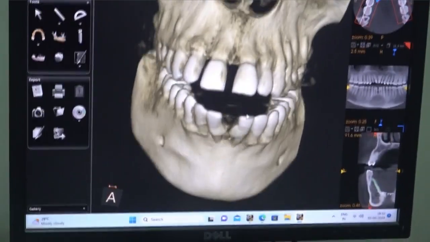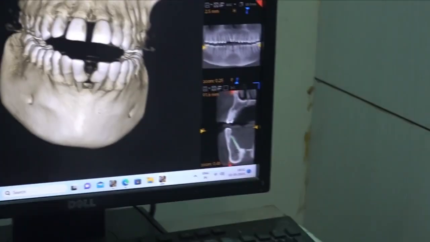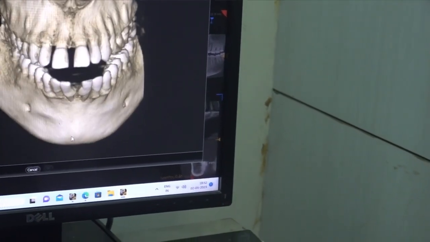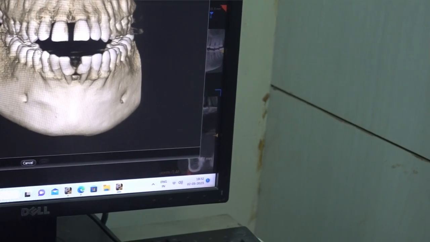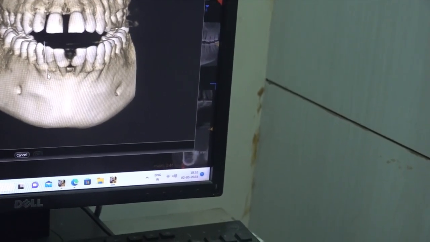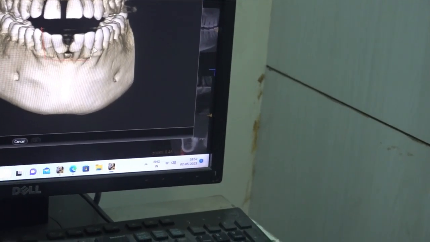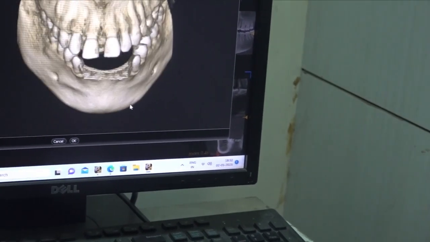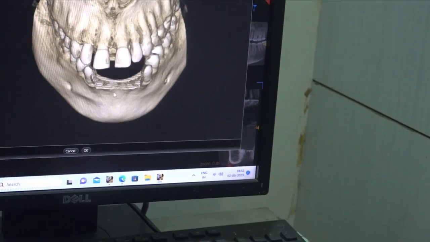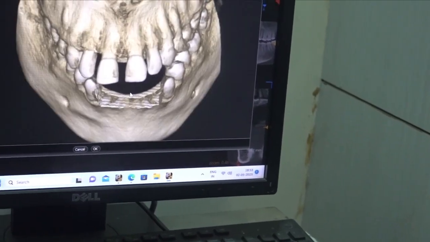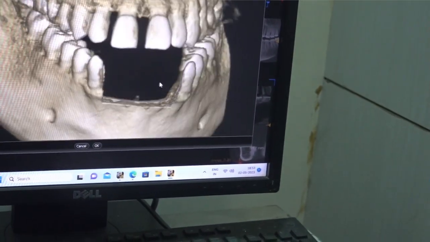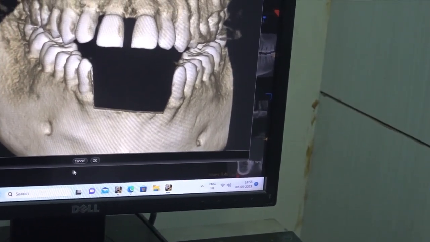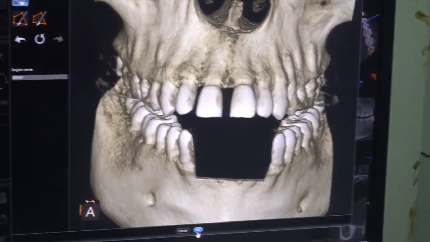Now we will do one thing. So actually, this is the place available for us. Midline one, here one, here one. Now we have decided 3 implants.